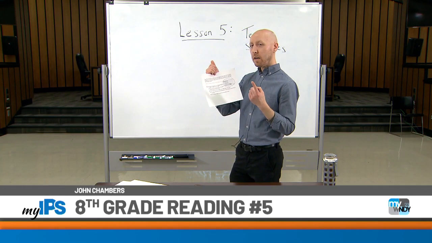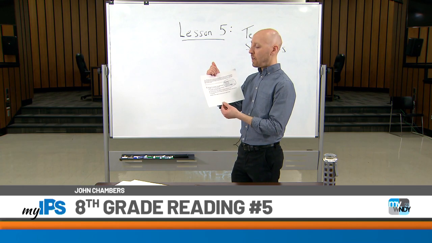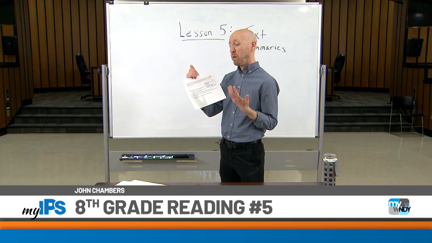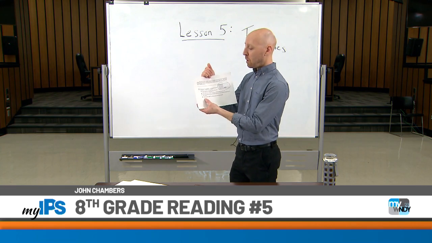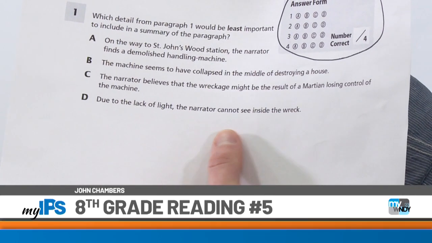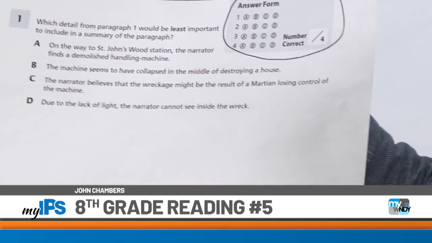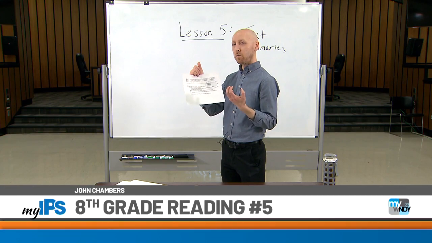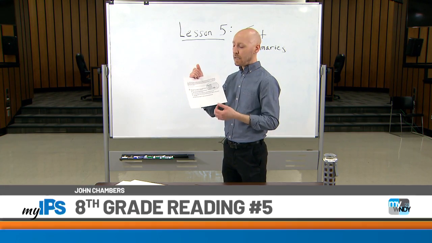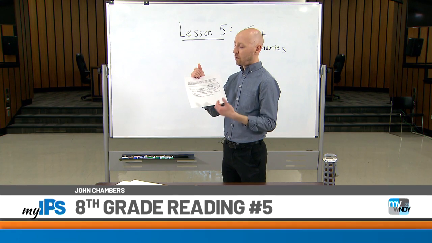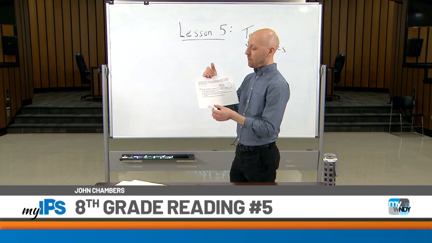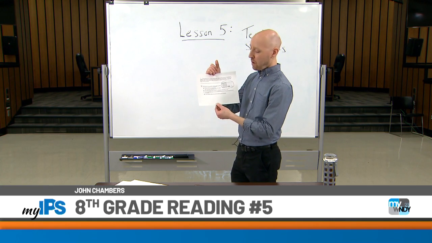So we're just left with one answer, and even if you're saying to yourself, okay, that must be it, we still need to read it, because what if we made a misstep along the way? So this way we'll make sure. So D is due to the lack of light, the narrator cannot see inside the wreck. So if you remember in the story, there was this note about twilight and how the narrator couldn't see, but then the story just kept moving. So this detail really isn't important to an overall summary, which is all the key details. So I'm going to select D, and you can put it up here in your answer form for 1.